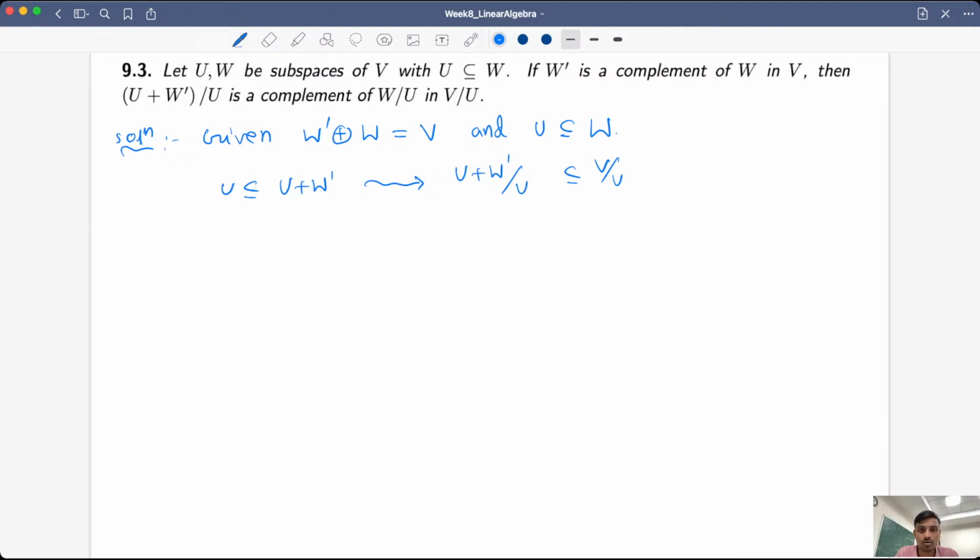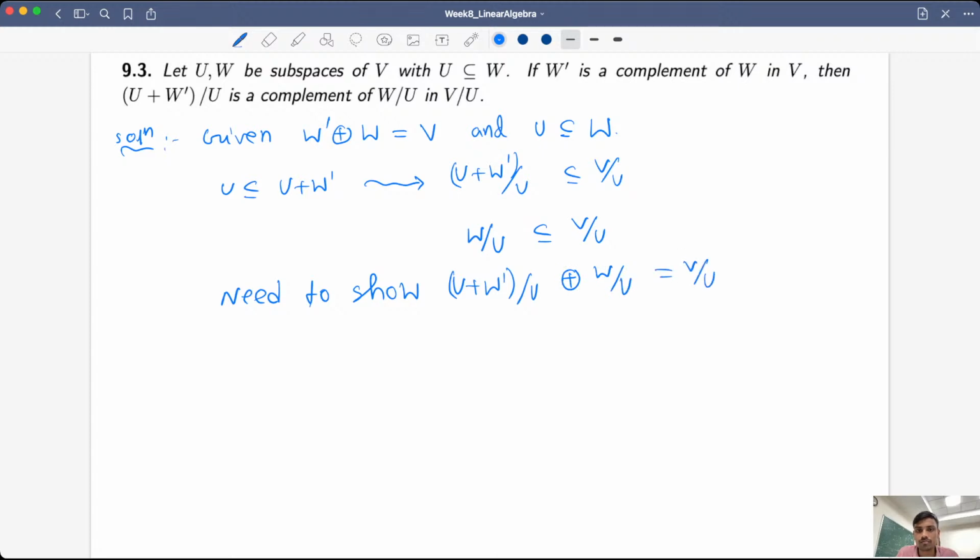And also w mod u is a subspace of v mod u. Now I need to show these two are complements of one another. That means I need to show u plus w prime mod u, direct sum w mod u, is v mod u. Okay, so this we need to show.